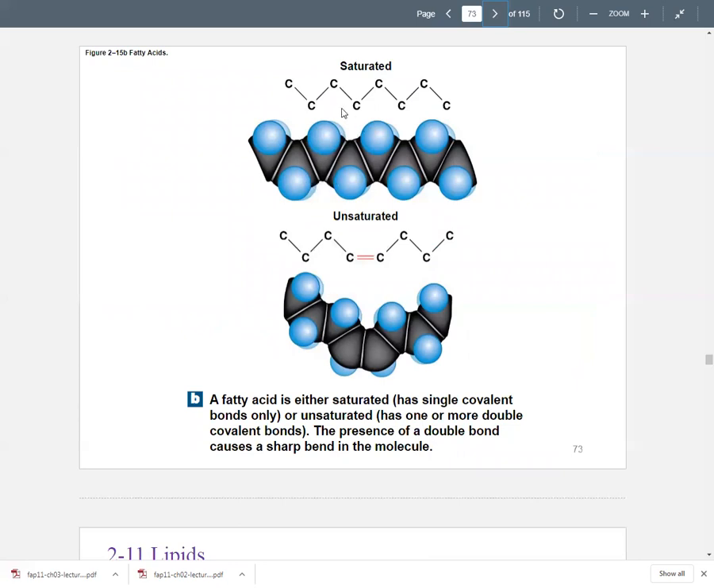All right, so here's an example of saturated fat versus unsaturated fat. Saturated, and they didn't draw all the hydrogens here, but it basically has all single bonds because it has hydrogen atoms connected to it. Here it's unsaturated because you have fewer hydrogens connected to these carbons because there's a double bond.